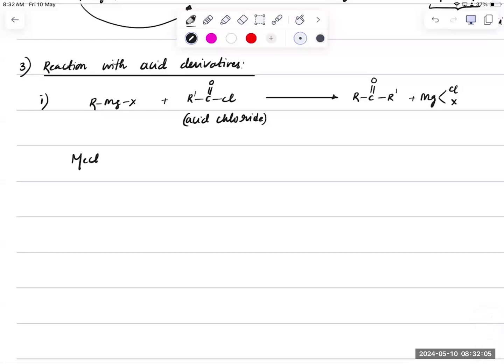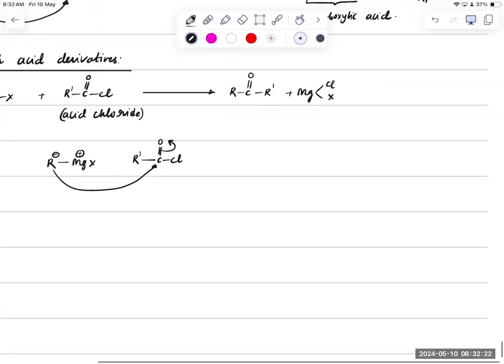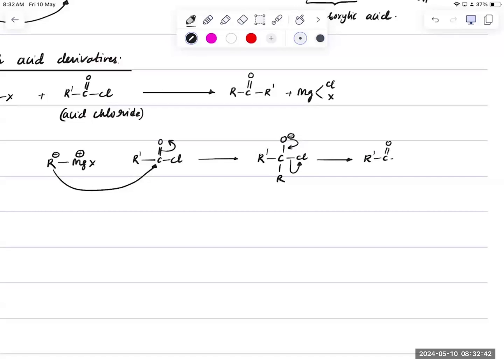If you notice the mechanism here, you will see R dash and MgX plus like this. When we expose it to acid chlorides, this R dash would attack first. This O minus will move. So we will get this as R dash C, O minus, Cl and R. Now this O minus will close to make a double bond. Cl minus will release. Thereby we'll get R dash C double bond O R. So what we are getting is ketones.